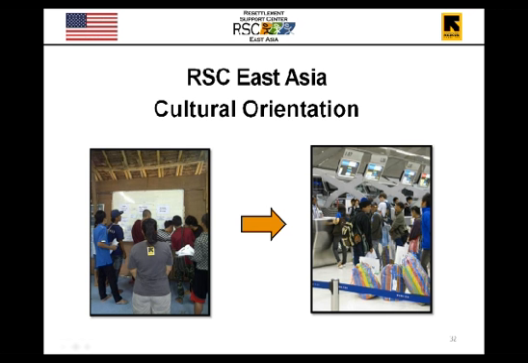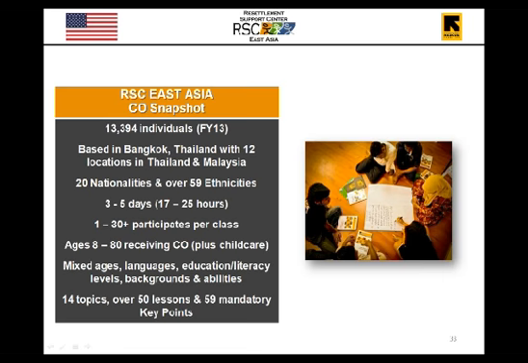Hi everyone, I'm Kelly and I'm the Cultural Orientation Coordinator for East Asia. This is a snapshot of East Asia CO. So when I say East Asia, really, we are based in Bangkok and most of our refugees are coming to you from Thailand and from Malaysia. We have 12 locations in those two countries. And as you can see, many nationalities and almost triple that ethnicities.